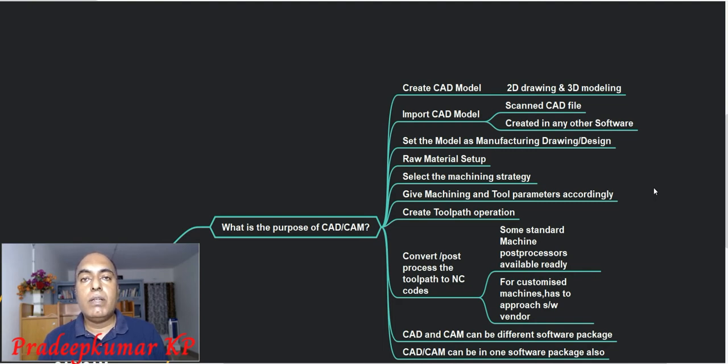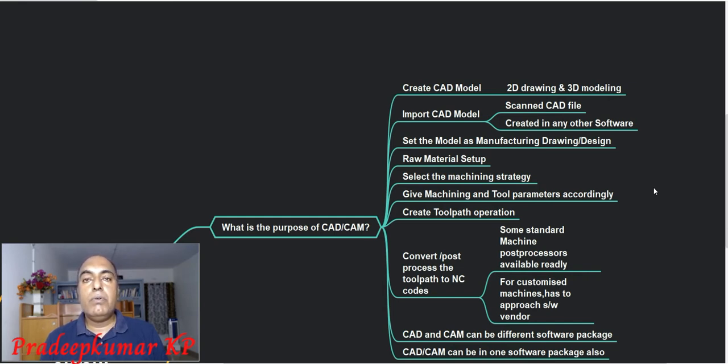So there are two ways we can create it. One is we draw or design ourselves in the CAD software. The other is we can scan the 3D data and bring it inside the CAD software. And another is that we can make it in some other software, and that data also we can bring into the CAD software as a CAD model. Once we make a CAD model, that CAD model may be just for a drawing purpose or a modeling purpose, for collecting different data from it, or just for display.